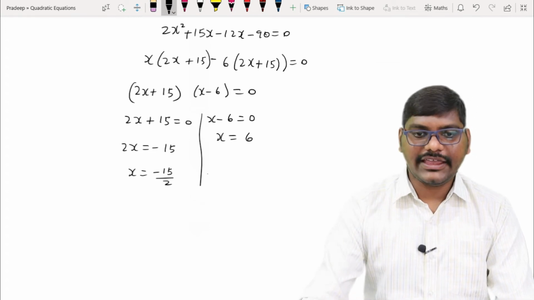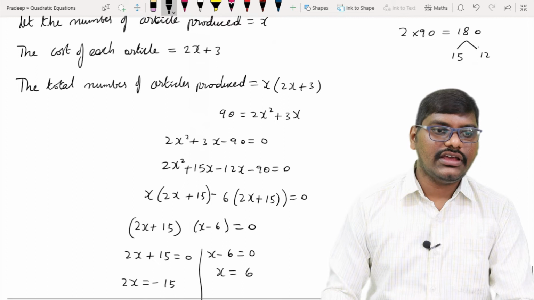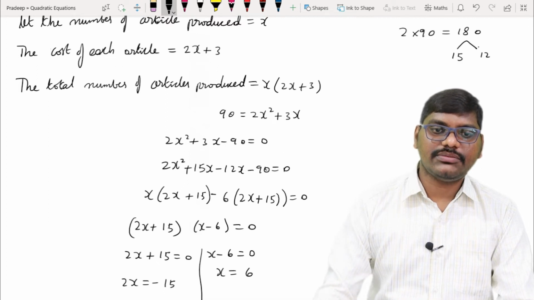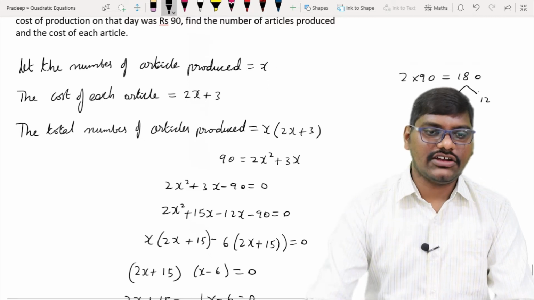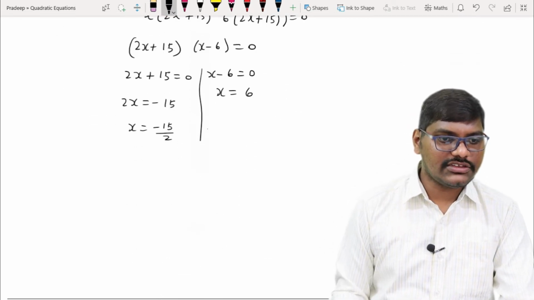So let's do this further. The equation we took for the cost of each article is 2x plus 3, and the number of articles produced is x. So we can write the conclusion: the number of articles produced.